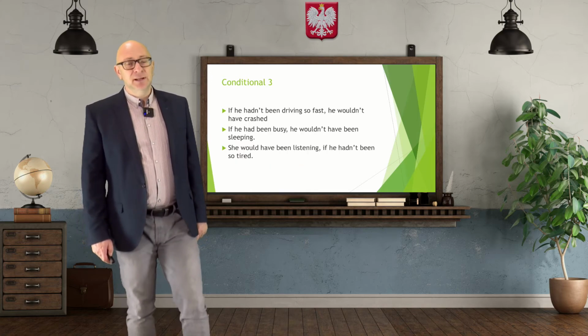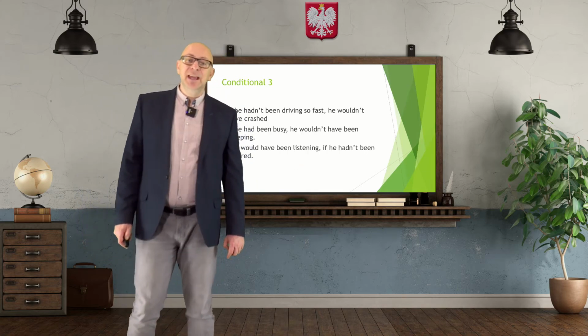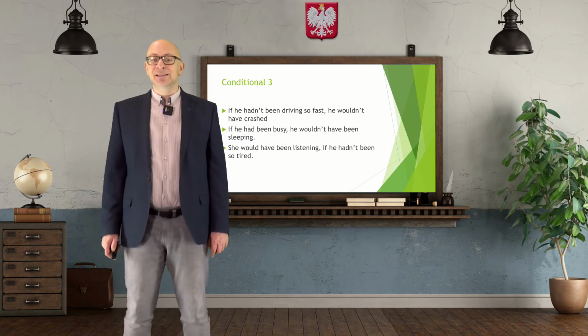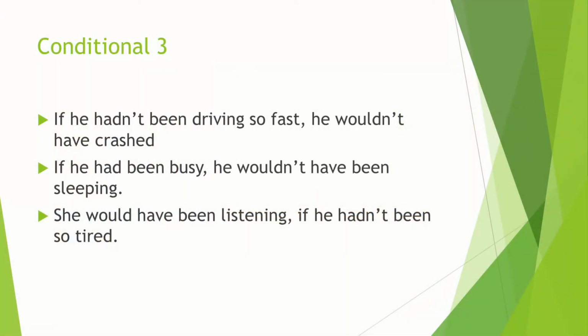So let's take a look at some examples. If he hadn't been driving so fast, he wouldn't have crashed. So if he hadn't been driving so fast, gdyby nie jechał tak szybko, it automatically means that he was driving fast. So it was a past continuous action. Yes, he was driving fast and he crashed.